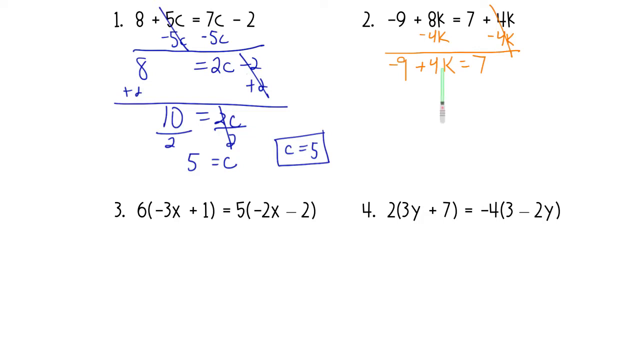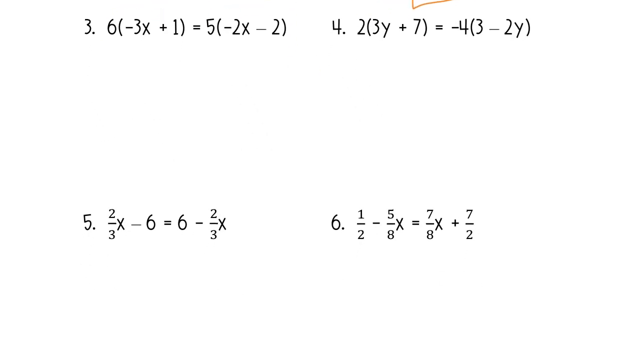Now, I've got 1k. I have to get it alone, so I need to get rid of this negative 9. Opposite of negative 9 is positive 9. 9 minus 9 cancels. Got 4k on the left, and that equals 16. To get k alone, I divide by 4. 4's cancel, and I've got k equals 4 as my answer.